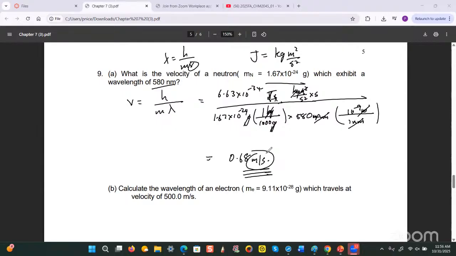Okay, so if you understand how I did number 9A, then you should be able to do 9B. So I'm going to leave that for you to do on your own. In the case of 9B, it's the same equation, but this time they're asking for the wavelength, right? So basically, you'll be using this equation directly. All you have to do is put the numbers in, make sure that the units are correct, and that's it. You're going to get your answer, all right?